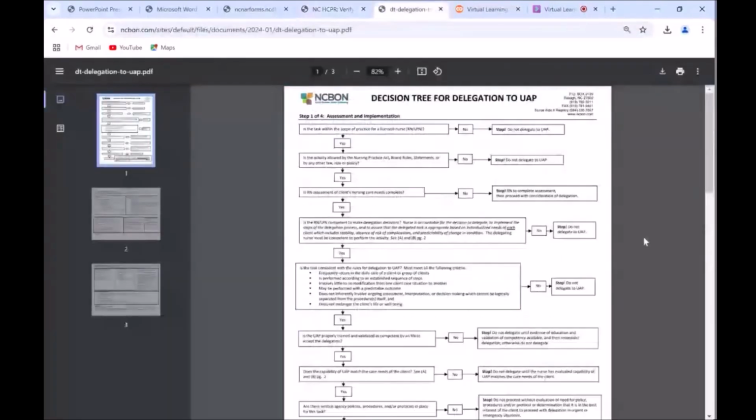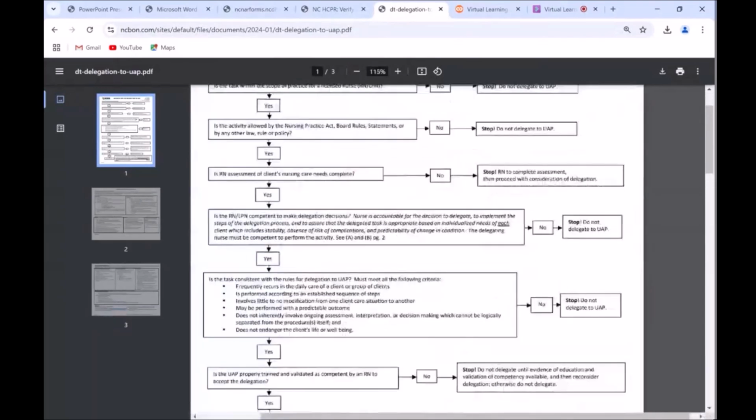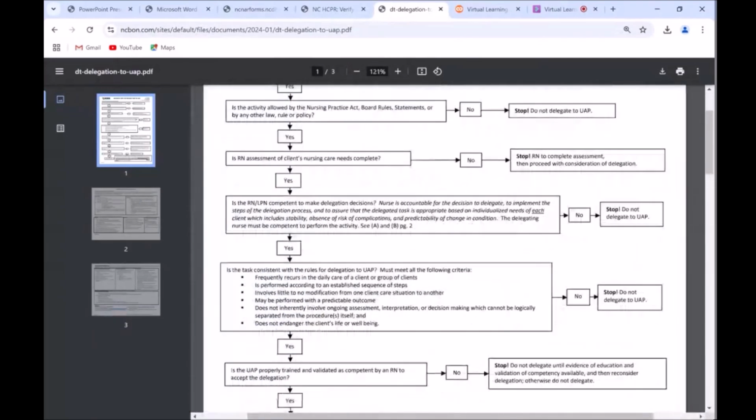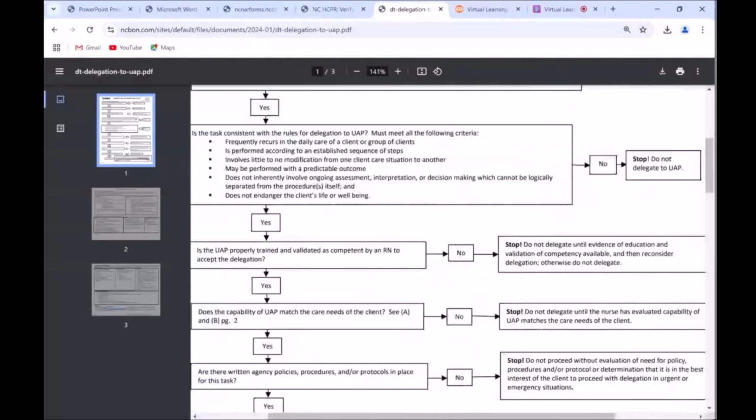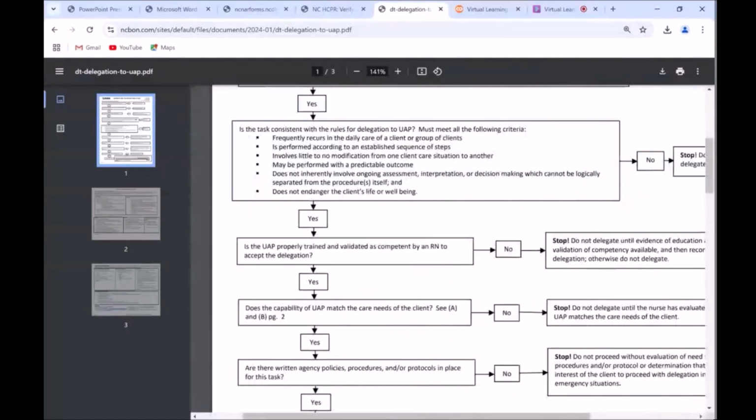And the last thing I want to show you is this decision tree for delegation for a nurse aide, essentially. What I want to show you here is that the nurse isn't responsible for delegating, but you need to know your role in delegation as well. When she or he delegates something to you, it has to meet the following criteria, and you can see here: frequently recurs in the daily care of a client, is performed according to an established sequence of steps. And when we do our skills, you'll notice that we do have an established sequence of steps.